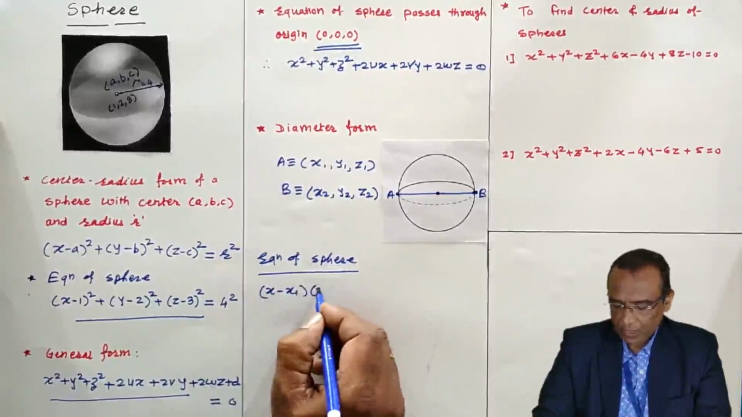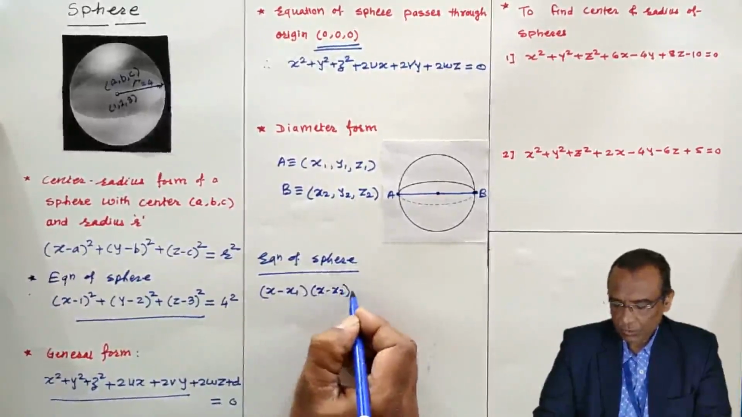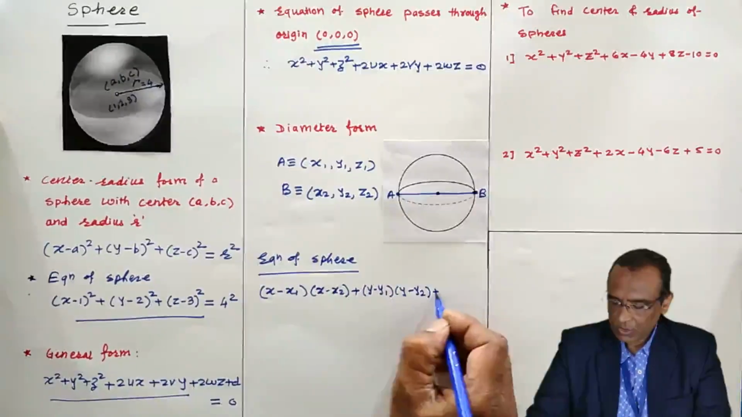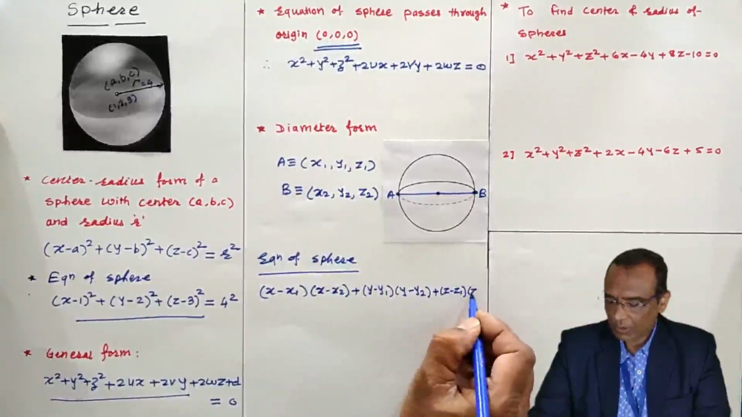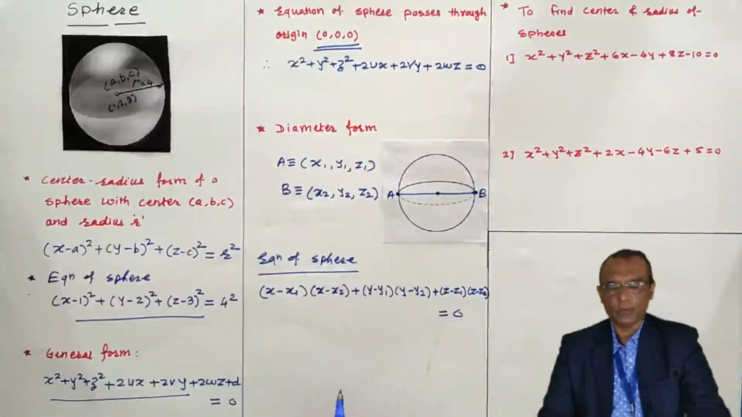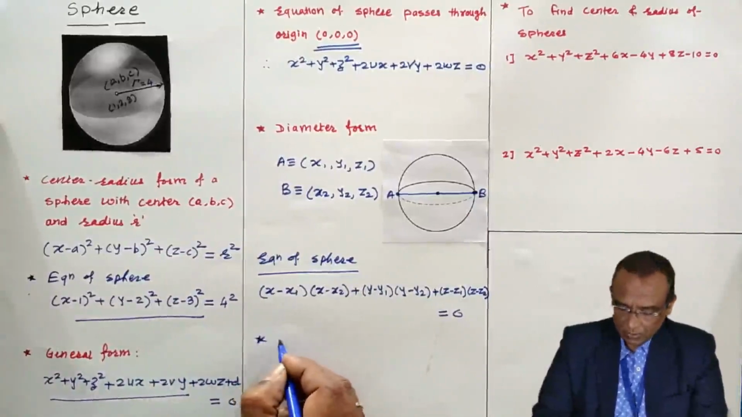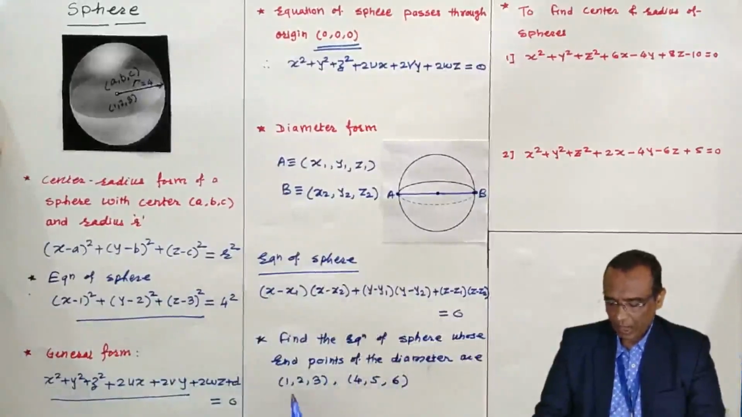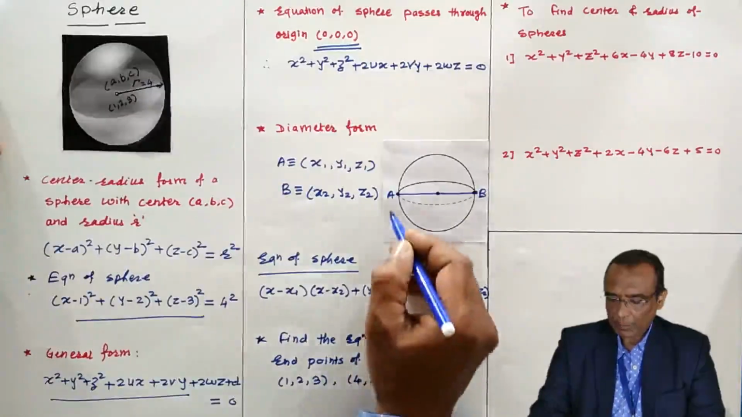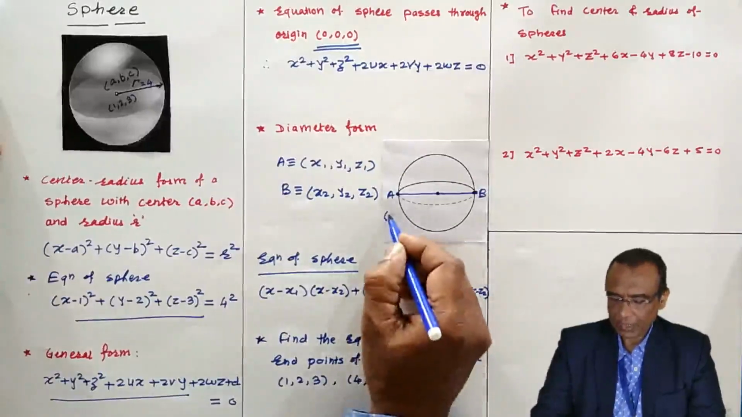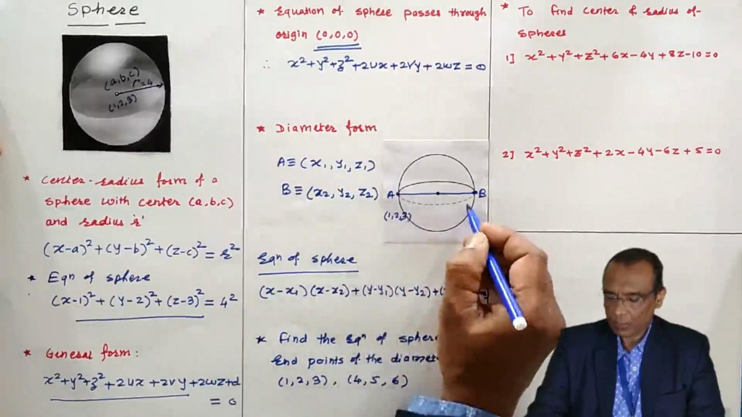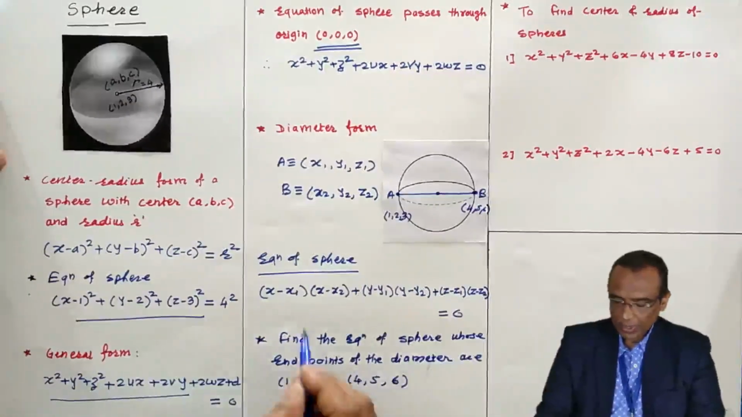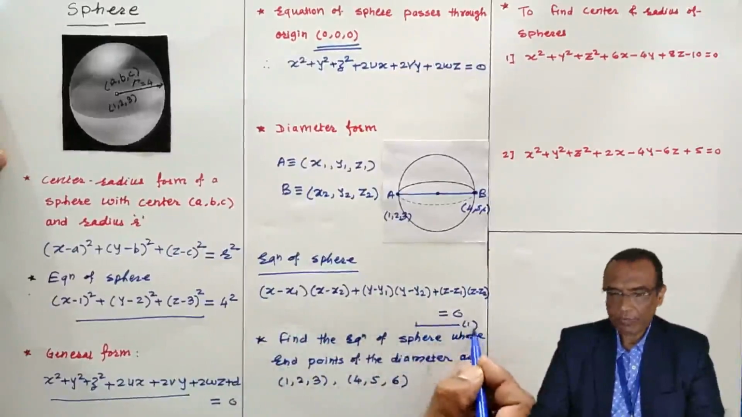The equation of the sphere is (x minus x1)(x minus x2) plus (y minus y1)(y minus y2) plus (z minus z1)(z minus z2). This is the equation of the sphere. The MCQ may be asked like this: find the equation of the sphere whose end points of the diameter are given. Here in this case particularly, the coordinates of A and B are given. Then how do you find the equation of the sphere? Use this formula.